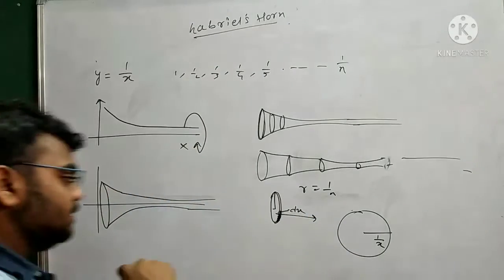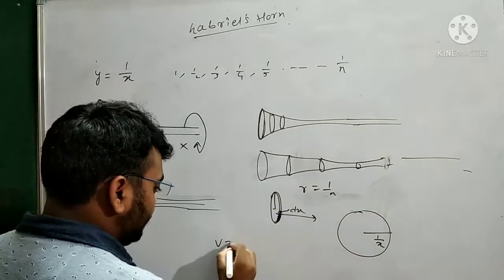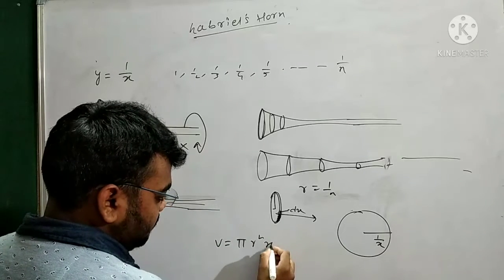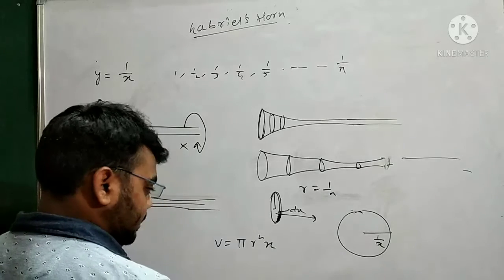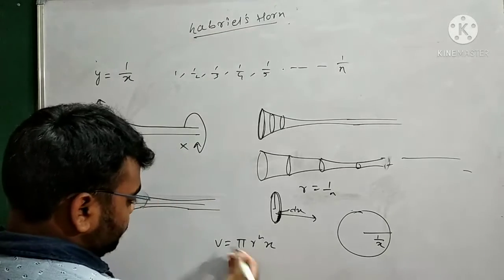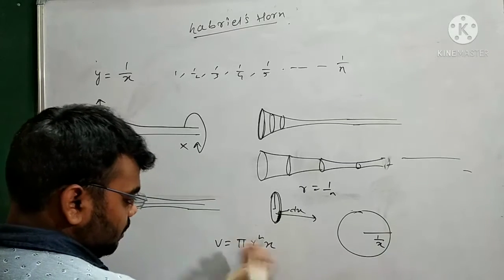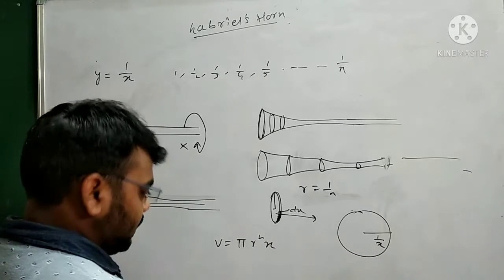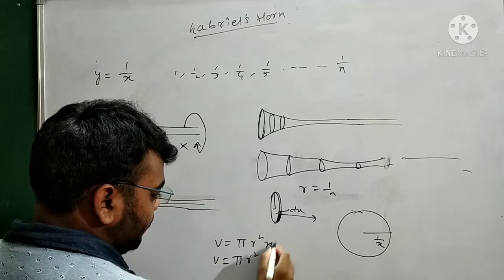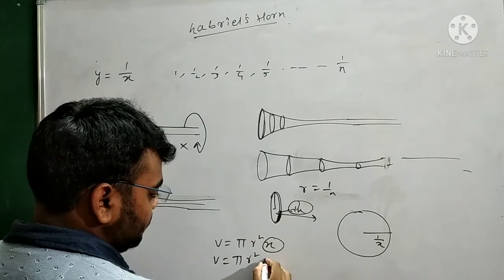That would be dx. So we know the volume of a cylinder equals pi r square x, isn't it? Pi r square x, yes. So now see, it will be V equals pi r square, where the height x is dx, isn't it?